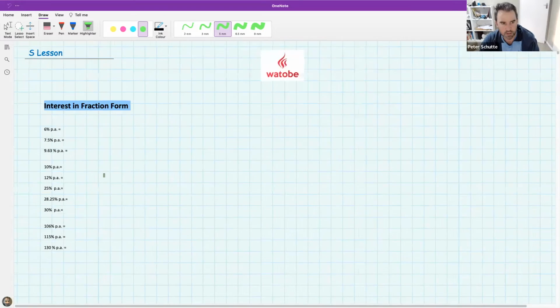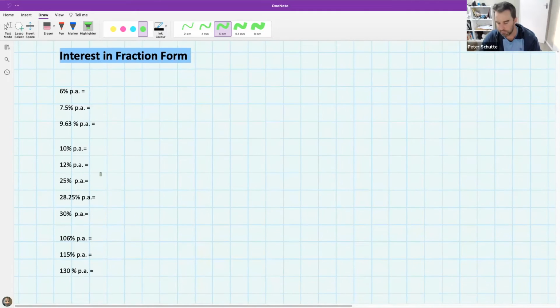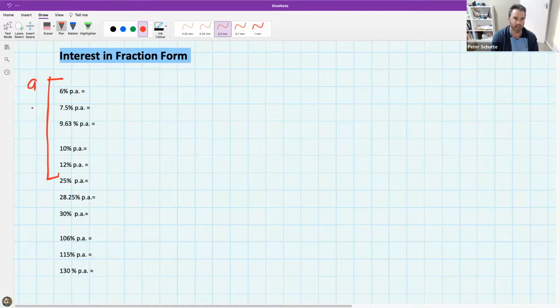So when we deal with financial maths, we often have to be able to translate percentages into fractions. And so I would like you to translate these percentages into fractions for me. We'll call them A, B, C, D, and E. Can you do that for me now?